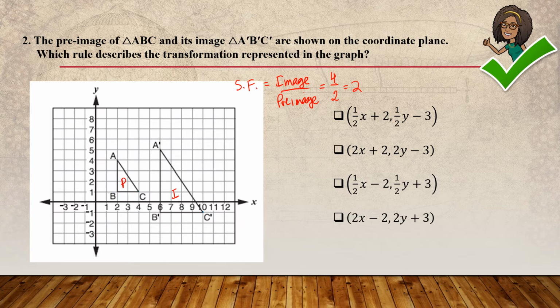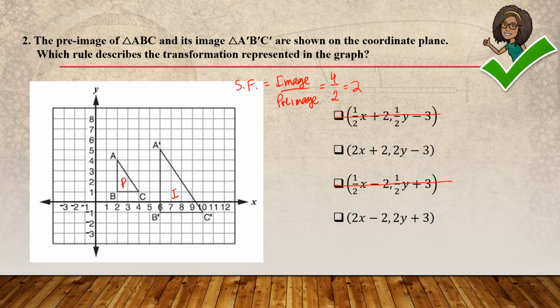So we can automatically eliminate some of these, right? So if I look at the transformation represented, we know that we have to multiply both x and y by some type of scale factor of 2, right? So I can eliminate this first one here because the scale factor is 1/2 being multiplied by the x and y, and I can eliminate this one as well because it also has 1/2. So these other two show that x and y are being multiplied by 2 so far.